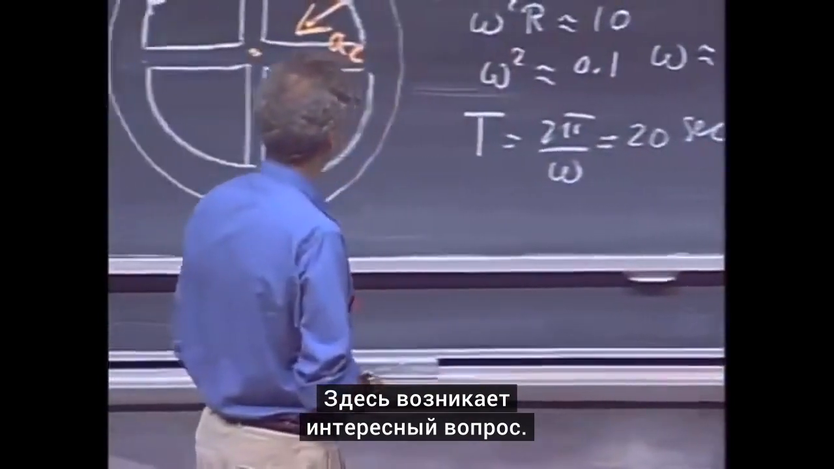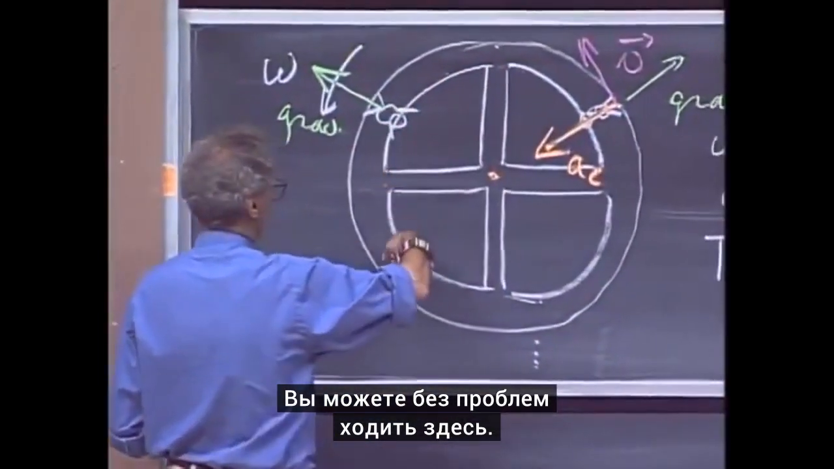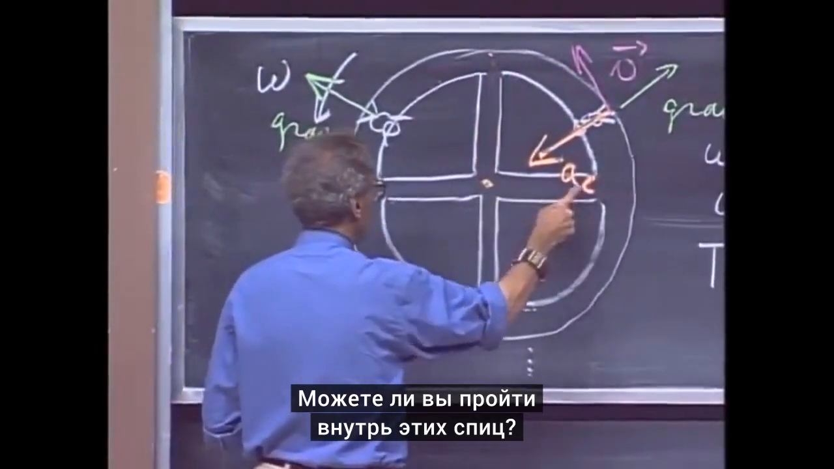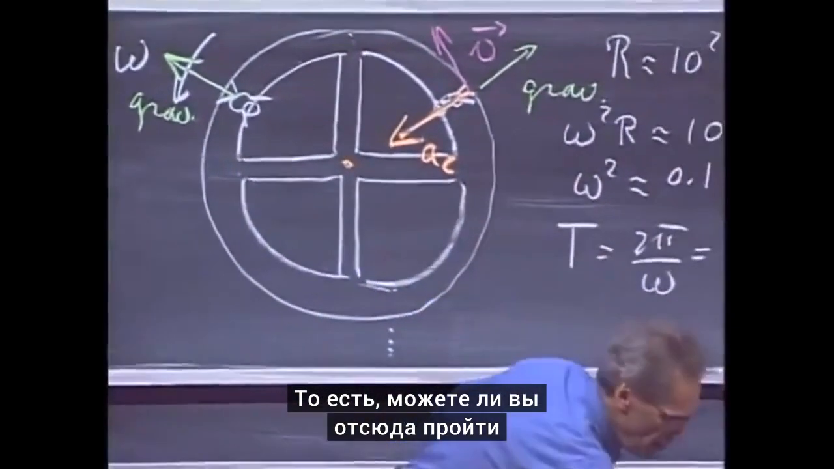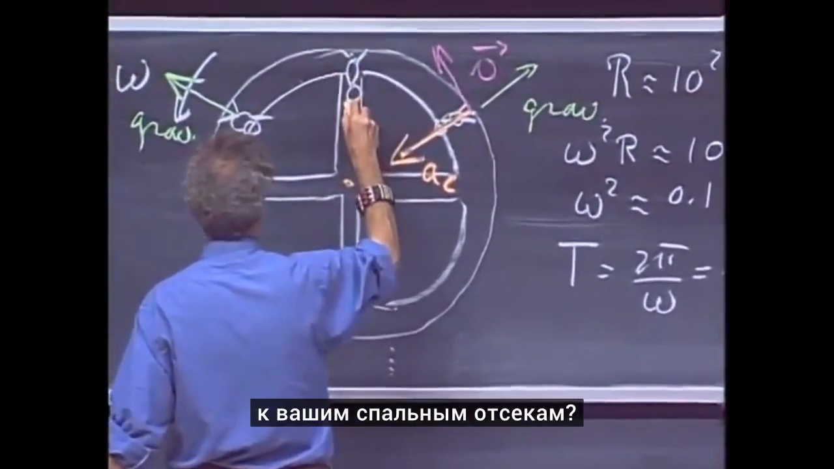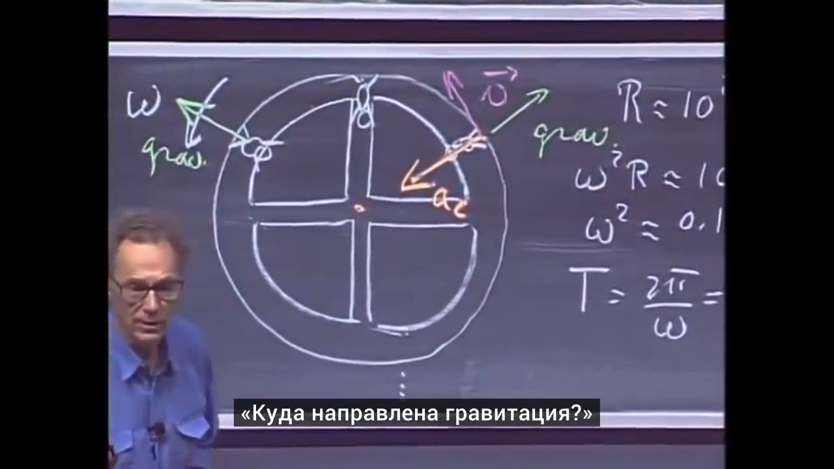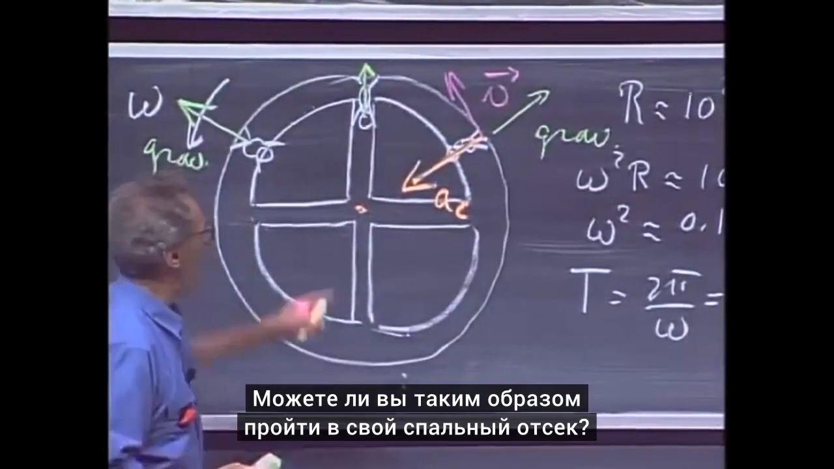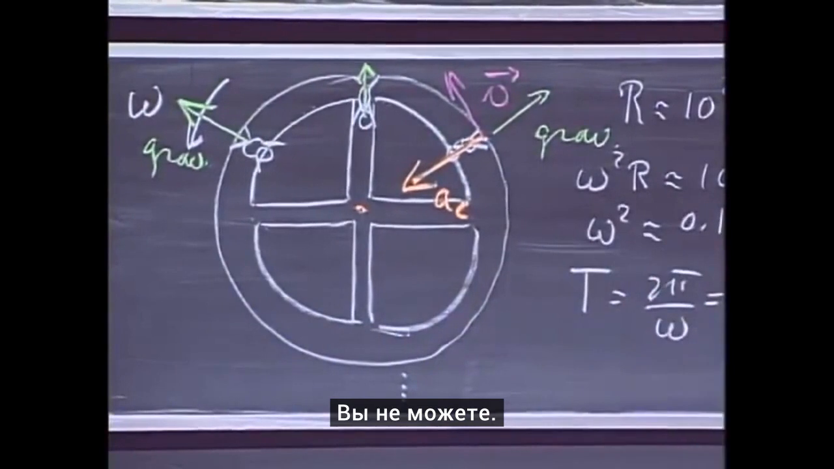Now comes an interesting question. You can walk around here without any problem. Could you walk into these spokes? So when you were here, could you then walk towards your sleeping quarters? So you're standing here, and I first ask you in what direction is gravity? And you will say, well, gravity is in this direction. Can you now walk to your sleeping quarters? And what's the answer? You cannot.